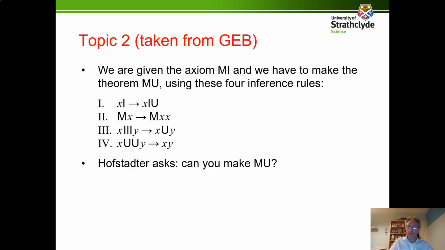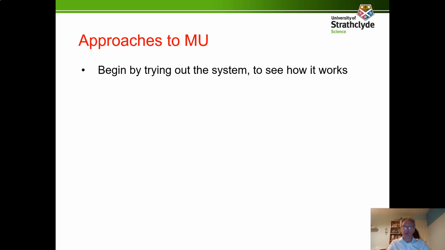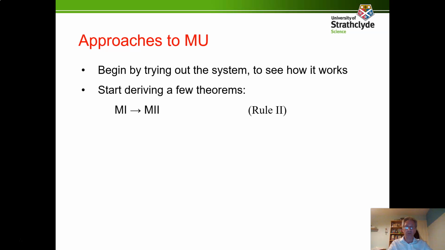Hofstadter says, starting from MI, can you make MU? So what's a good way to approach MU? Well, the reasonable thing to do to start with is just try it out. See how it works. Have a mess about with it. So let's start by actually deriving a few theorems. A derivation is the same thing as a proof. It's where we start with something that's true, in this case MI, and then we try to use forwards inference to prove things.